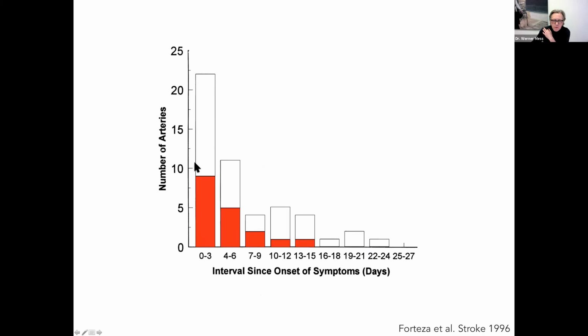So this is immediately after the event. You will find a lot of emboli, and there is a gradual decay, usually within days.